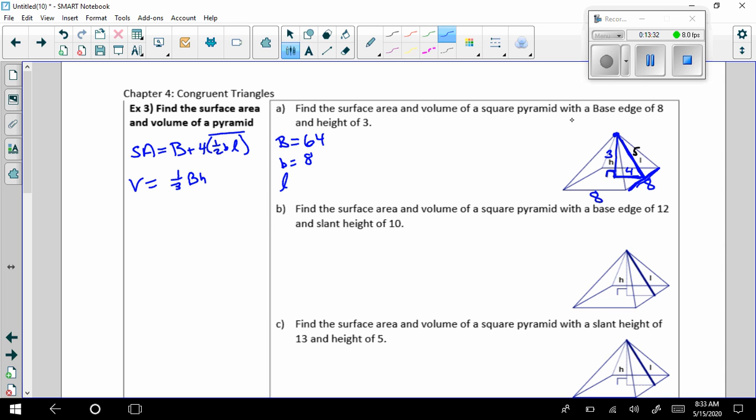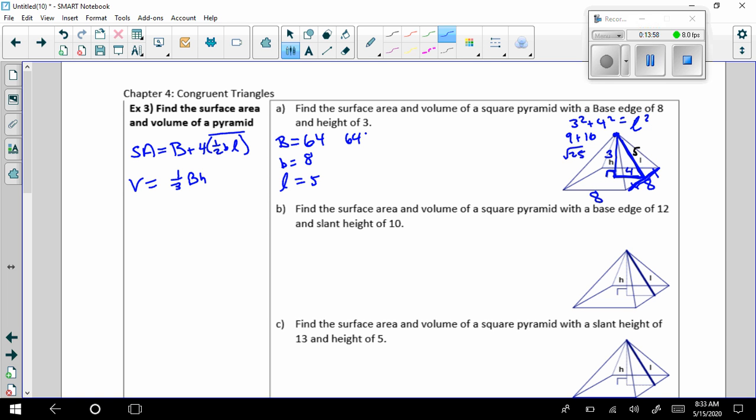If you don't remember that, though, you would do 3 squared plus 4 squared. Again, the 4 comes from the fact that this is cut in half, is equal to L squared, and solve for L. You will get 9 plus 16, which is 25, and the square root of that is 5. Okay. So L is 5. And now we can plug everything in.